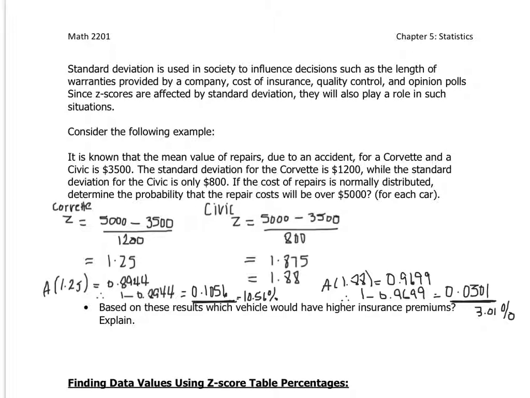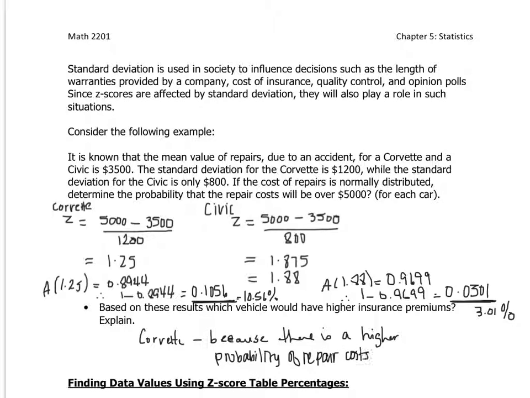So based on these results, which vehicle would have higher insurance premiums? I would think the Corvette would have higher insurance premiums because there's a greater probability that the repair cost will be more than $5,000.